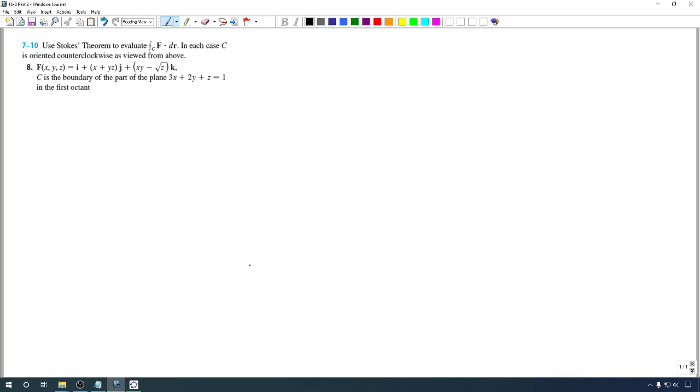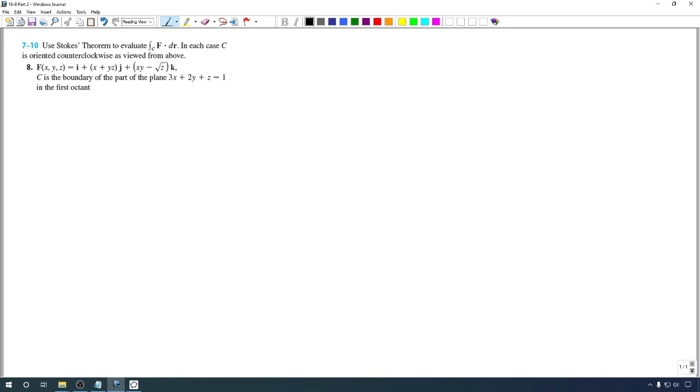Alright, let's go ahead and work out some problems that involve Stokes' theorem. So our first problem here, we're given a vector field F. We're given a particular curve, where it's actually defined as the boundary of a surface. So the boundary of the part of the plane 3x plus 2y plus z equals 1 that's in the first octant. We want to use Stokes' theorem to find the line integral of this F over that curve.